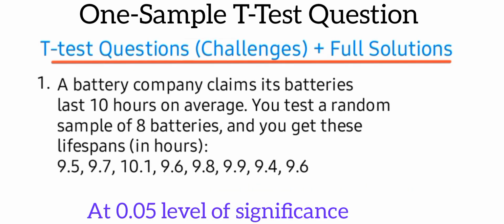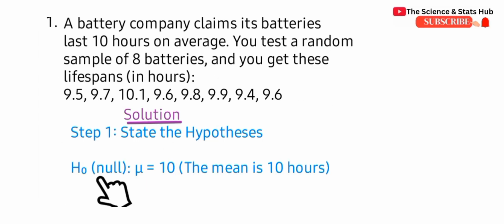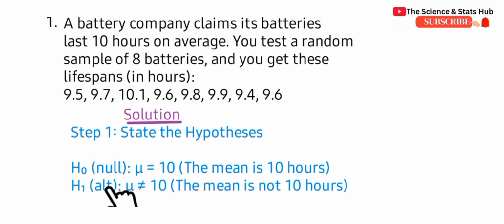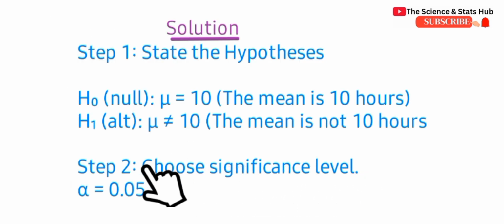At 0.05 level of significance, the first thing to do is to state the hypothesis. We'll start with the null hypothesis. This hypothesis states that the mean battery lifespan is actually 10 hours, while the alternative hypothesis states that the mean battery lifespan is not 10 hours. Choose the significance level. We are asked to test at 0.05 level of significance. So the alpha is 0.05.